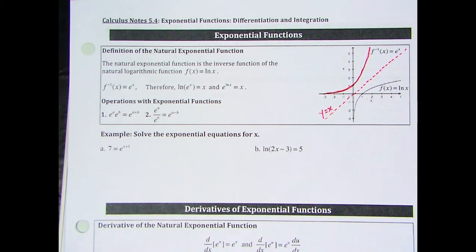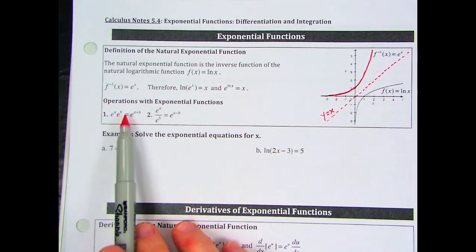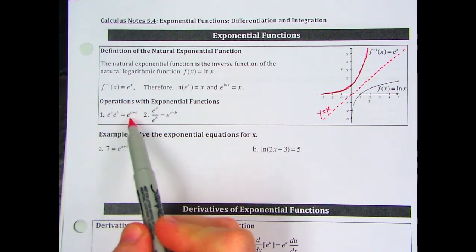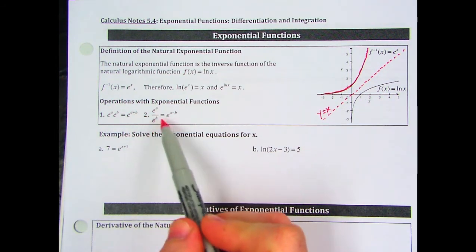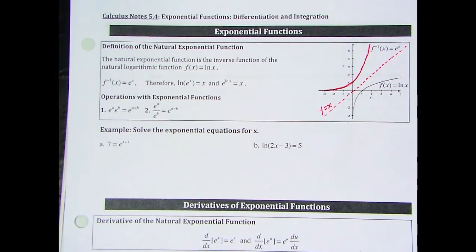Some other properties. The power or your exponential rules still apply when you're talking about e. So e to the a times e to the b equals e to the a plus b. And then e to the a over e to the b equals e to the a minus b. So in our first two examples, we just want to solve the exponential equations for x.